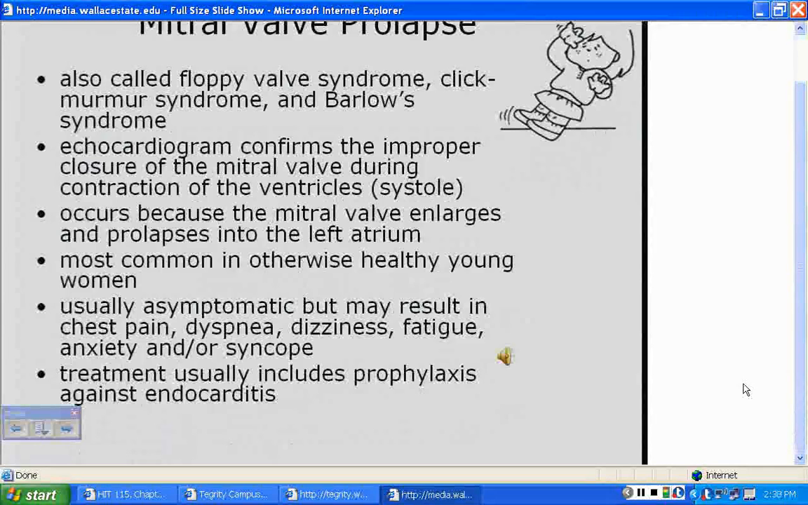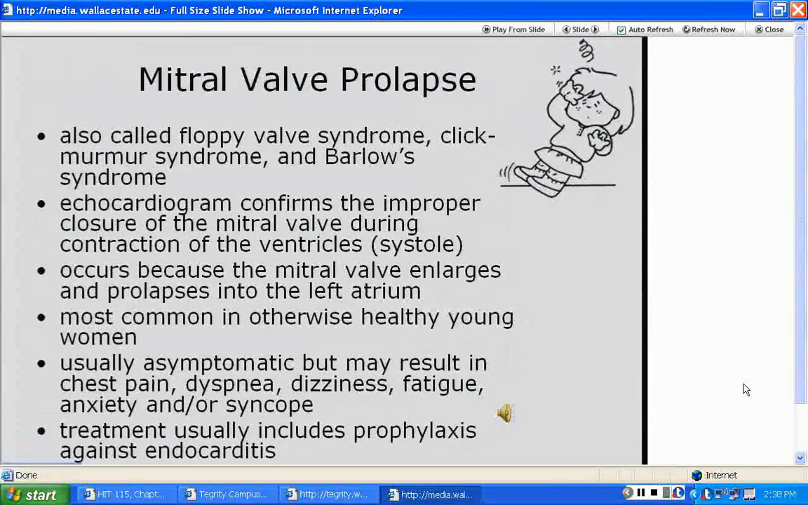The person may be examined by a physician, just a routine exam, and the physician may hear a murmur, an abnormal heart sound. And then they should send the patient for an echocardiogram. And that echocardiogram should confirm the improper closure of the mitral valve. The mitral valve in mitral valve prolapse is enlarged and kind of drops down back into the left atrium.